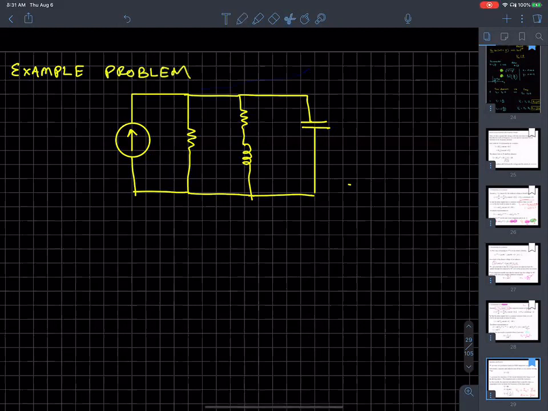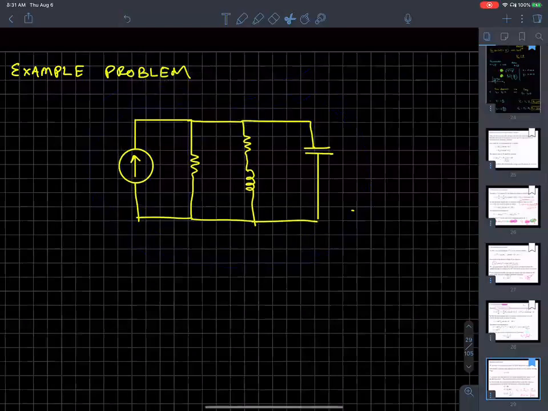So there are many parts to this question. Okay, example problem number 1.